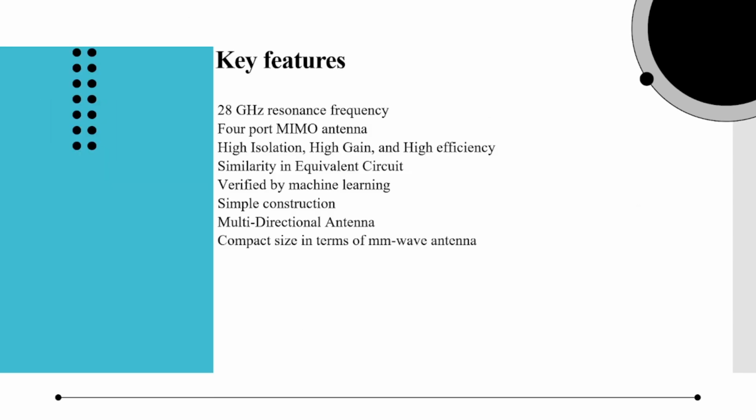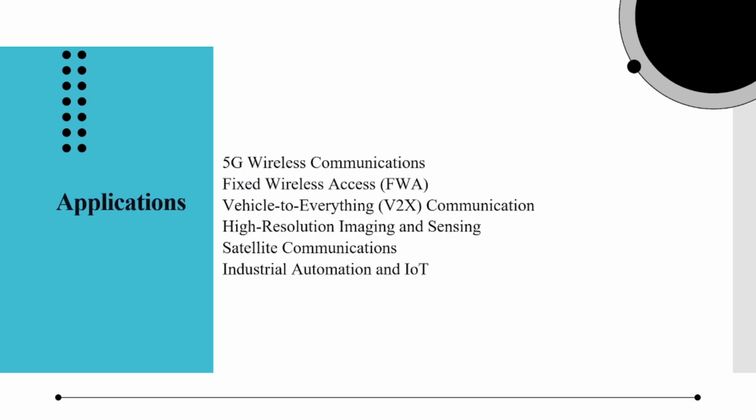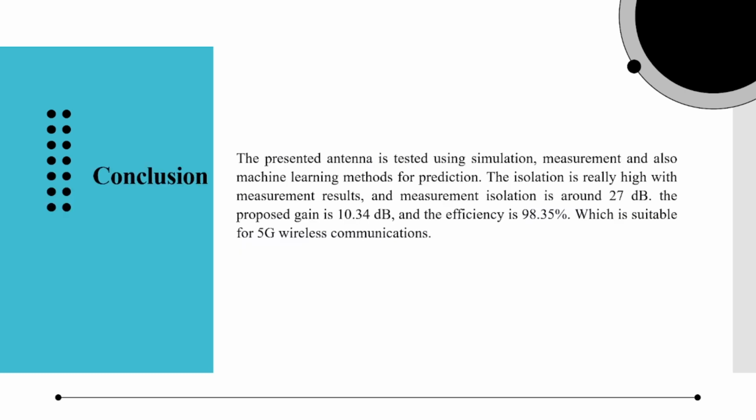So the key features are that it works at the 28 gigahertz resonant frequency, which is 5G, and it is also a 4-port MIMO antenna. It has high isolation, the gain is very high, the efficiency is also very high, and the size is very compact. The application is 5G wireless application. It also works for fixed wireless access, vehicle-to-everything V2X communication, and also industrial automation, Internet of Things, and satellite communication.